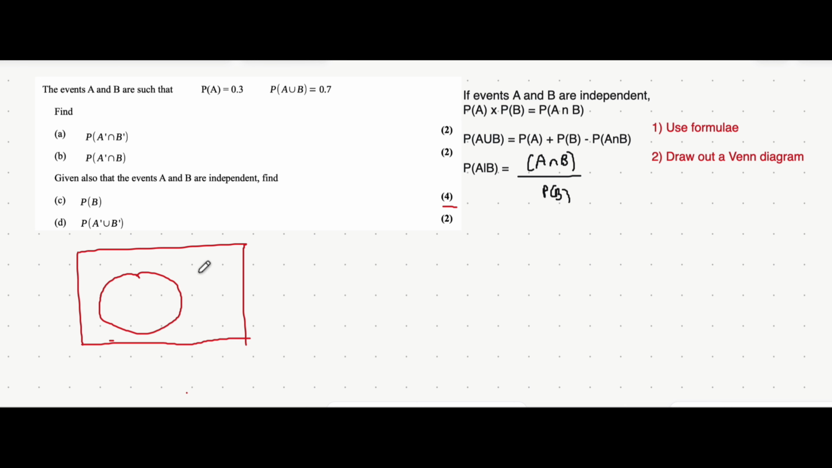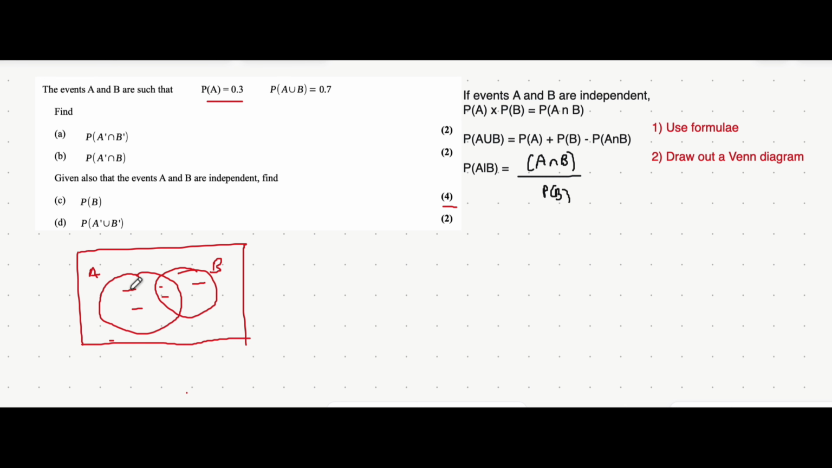So it's given us two important expressions. It's told us that the probability of A, which is everything in the circle of A, that's the middle plus this, is equal to 0.3. And it's also told you that the A union B is 0.7. Now A union B involves this, this, and this.